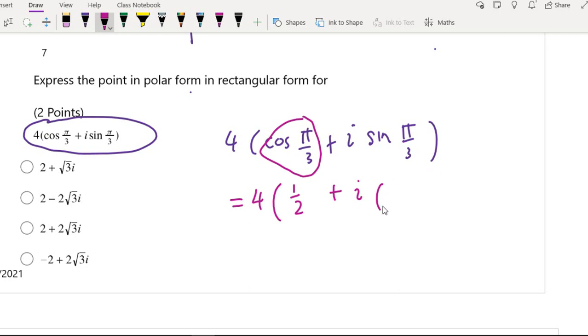You can take sin pi over 3, that is root 3 over 2. Then simplify. 4 times half, 2, plus 4 times root 3 over 2, 2 root 3 i. So the answer is 2 plus 2 root 3 i. So the answer is the third one, the third option.